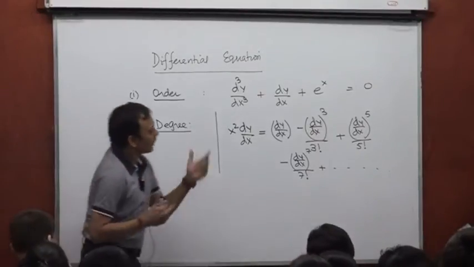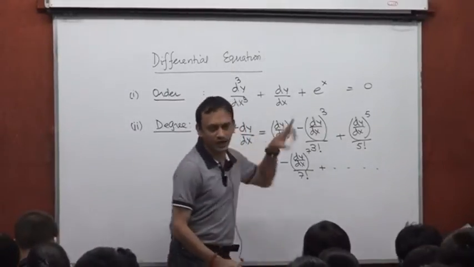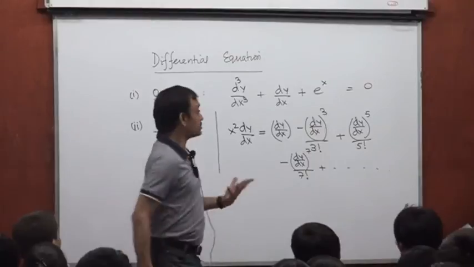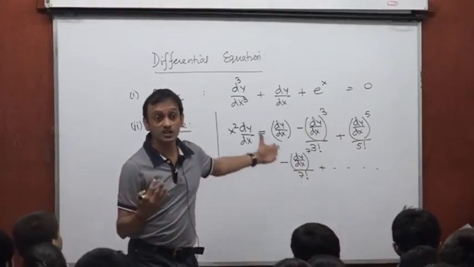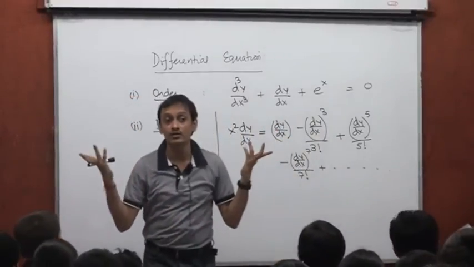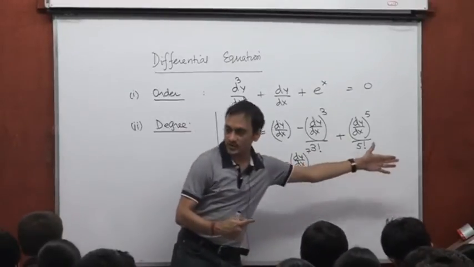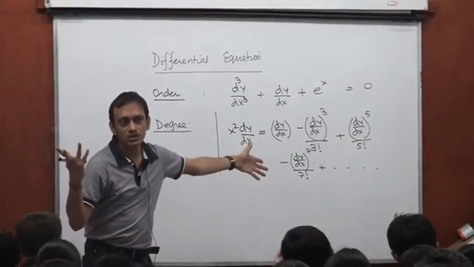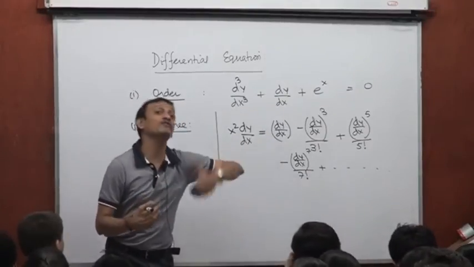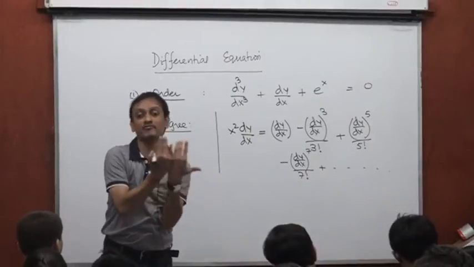In this case, one thing is obvious: the order of the differential equation is 1, because the highest order derivative appearing here is 1. That's the order of the differential equation. But there is no degree of the differential equation. In this case, the degree is not defined. Is there any highest power of the highest order derivative here? No. It's an infinite series going this way, so the degree is not defined here. So you can have a differential equation in which the degree is not even defined. The degree may or may not be defined in a given differential equation.